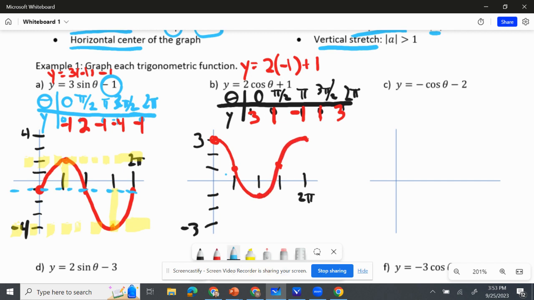Once again, if we're looking at this, we see that our midline is at 1 because our constant value is 1. And notice that the distance from the middle to the peak is 2 because our amplitude is 2.